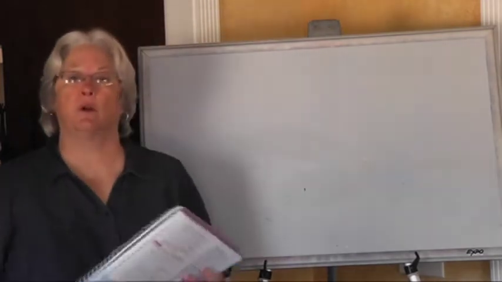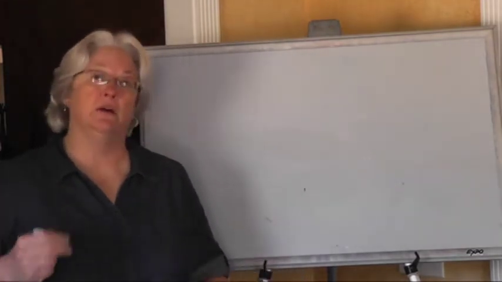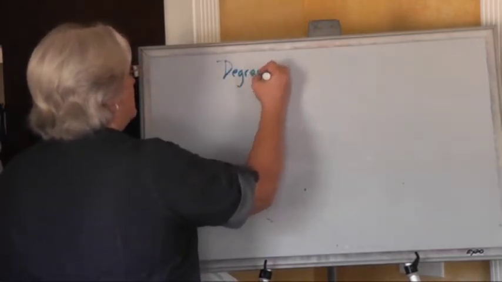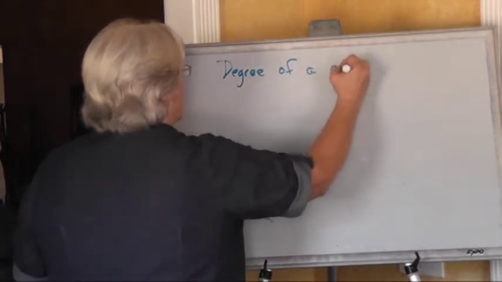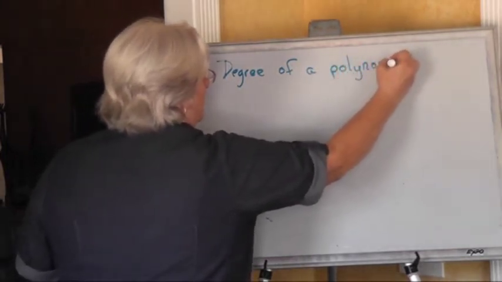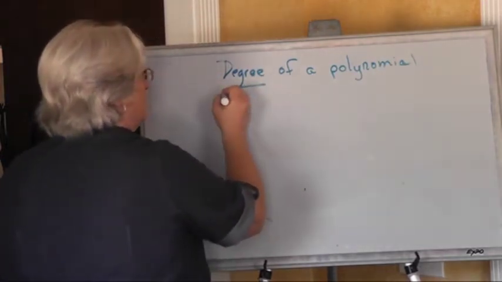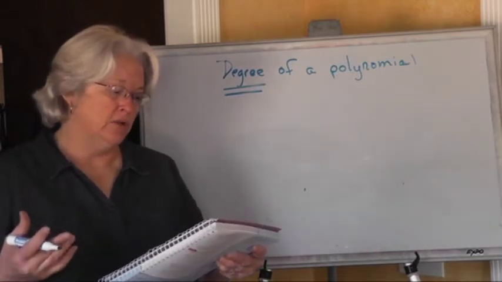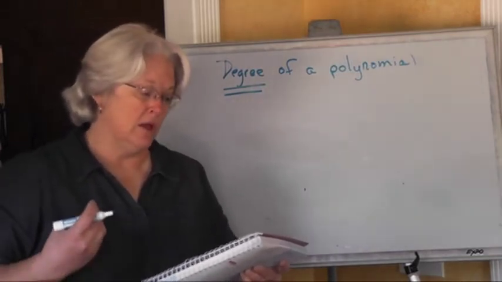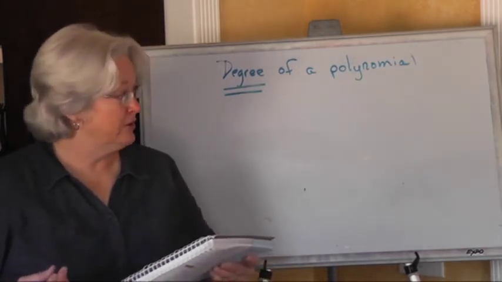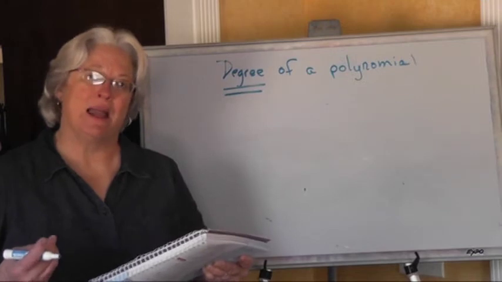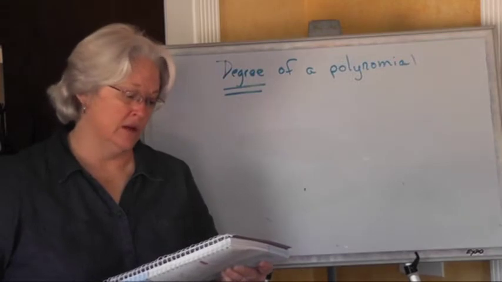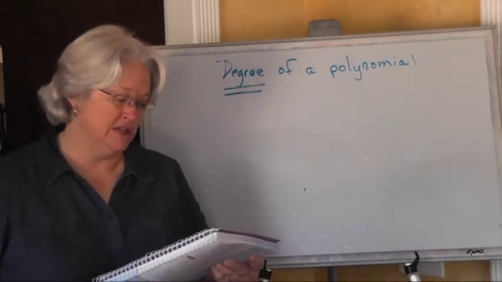And the next thing that we want to talk about is the degree of a polynomial. More vocabulary. The degree of a polynomial. And I'm going to go back to this text, and it says the degree of a polynomial is the degree of the highest term in that polynomial. You can determine the degree of a term by adding the exponents of the variables in the terms. A constant has a degree of 0.